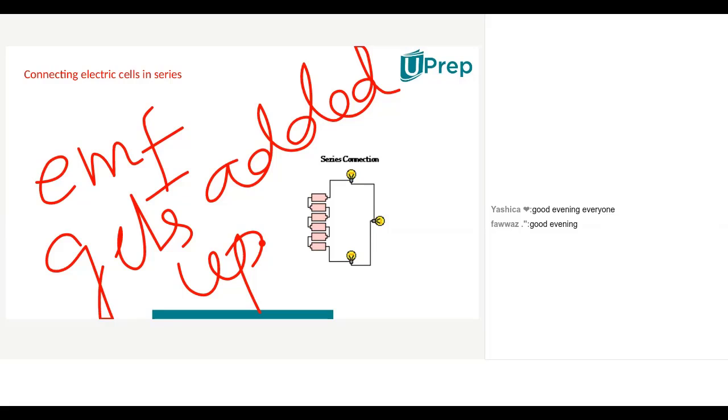So this is what we have learned in our last session. We have seen the symbols of appliances and we have understood what happens when cells are connected in series. Also what happens when bulbs are connected in series. Now let us step forward and try to understand what happens when cells are connected in parallel. Whether it is better than connecting in series or not. What are the pros and cons of connecting cells in series?